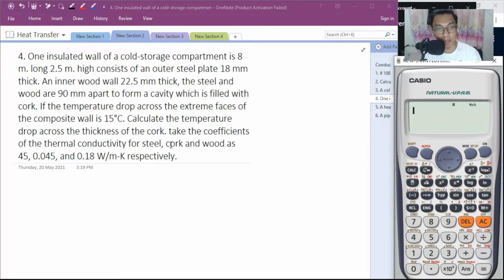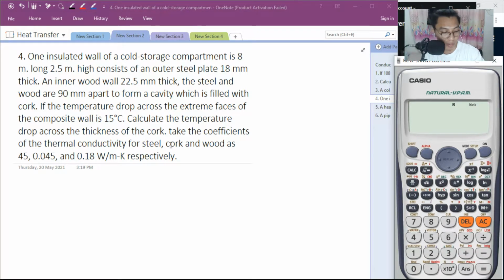If the temperature drop across the extreme faces of the composite wall is 15 degrees Celsius, calculate the temperature drop across the thickness of the cork. Take the coefficients of thermal conductivity for steel, cork, and wood as 45, 0.045, and 0.18 watt per meter degree Kelvin, respectively. So, anong hinahanap dyan? Yung temperature drop across the thickness of the cork. Yung sa cork lang. Okay?